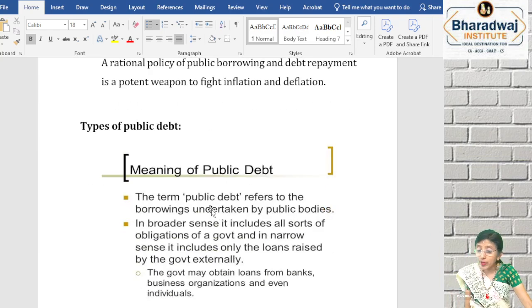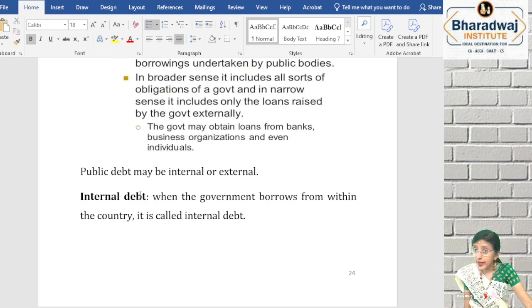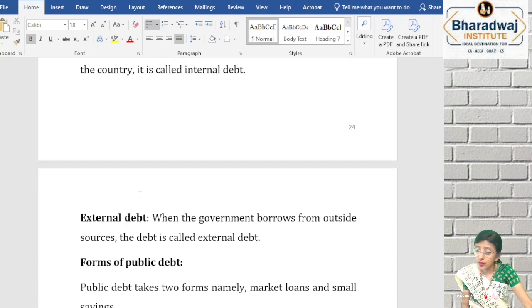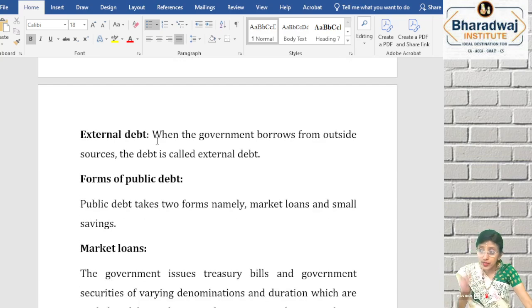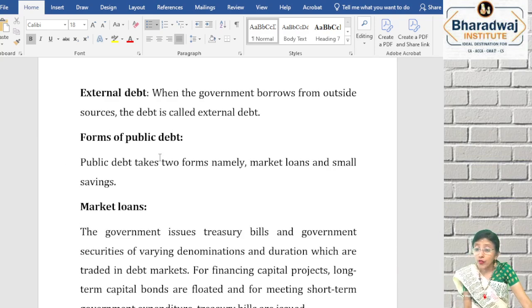Public debt, my dear students, is borrowing by the government. Yes, public debt: internal debt from within the country, external debt from outside the country. For all this, I gave you even data. The external debt of India stands at this amount today. Internal debt, I gave you the amount also. Okay. Then forms of public debt.